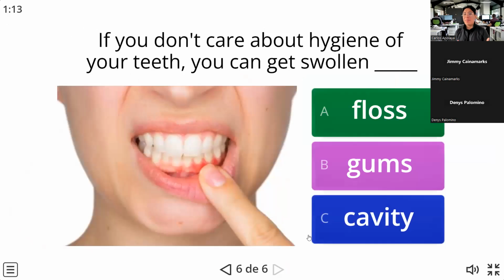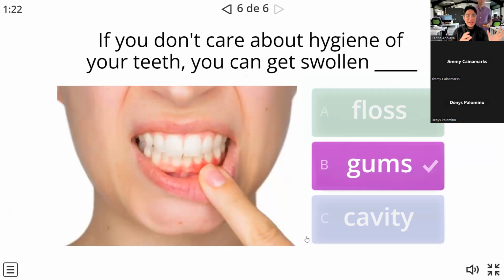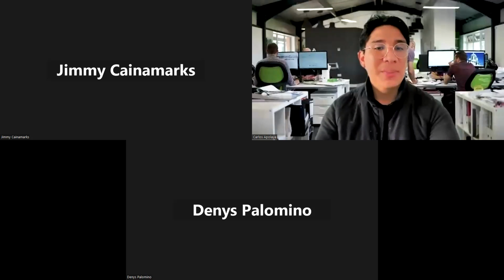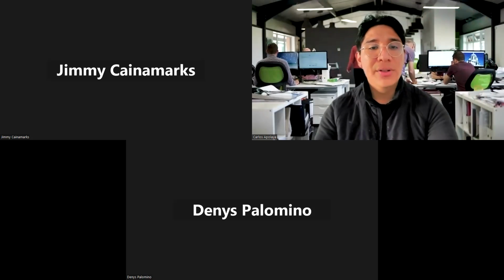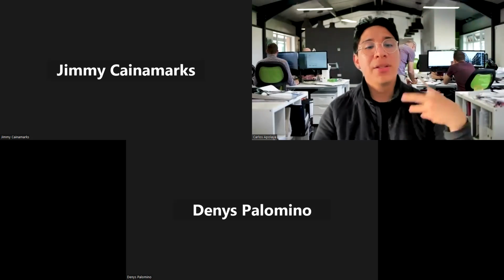If you don't care about the hygiene of your teeth, your gums can get swollen. What is this? Gums. Yeah, of course. Okay. You rock. You pass the first one. The second one, well, it's super easy for you. These are some words and verbs that you must know.